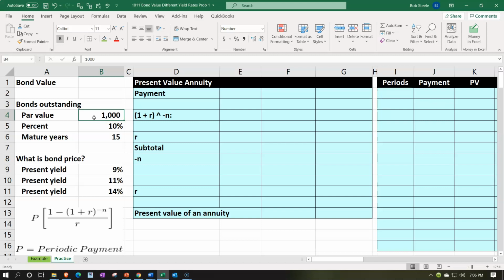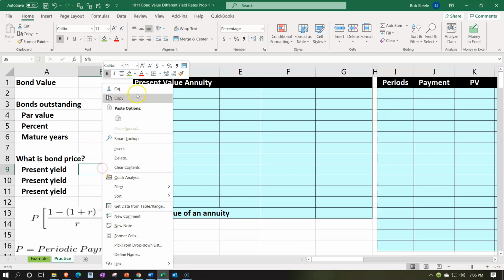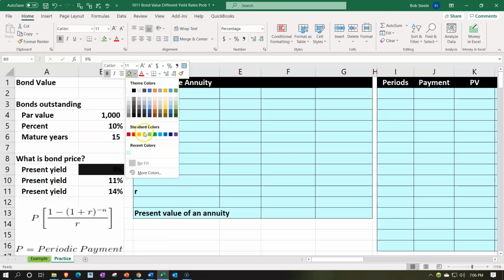We'll do these calculations a couple different ways, as we have seen with prior present value types of calculations. We're going to start off with this 9%. We're going to assume then the market rate is going to be the 9%.